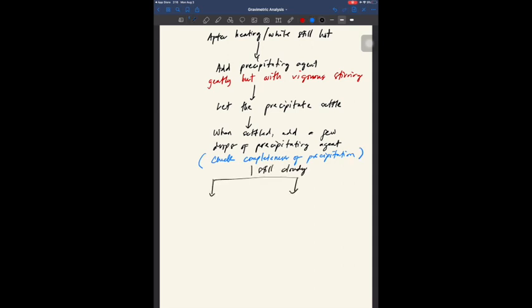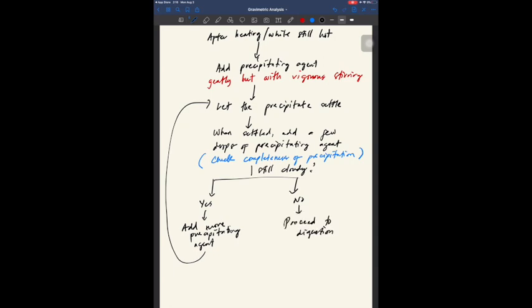Still cloudy after addition? If yes, meaning add more precipitating agent. Then return here. If no, then proceed to digestion. No meaning the precipitation is completed. Okay, so what is meant by still cloudy? It looks like this. Take note, your beaker must look like this, and you have your precipitates settled down here.